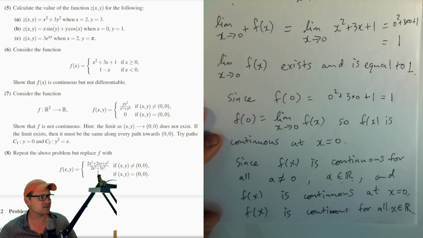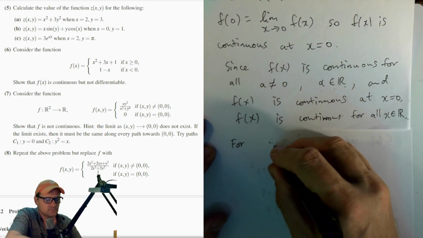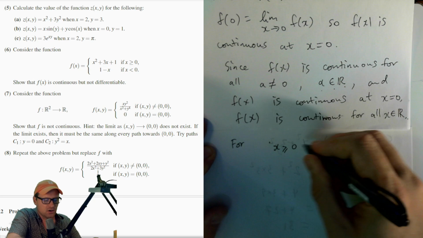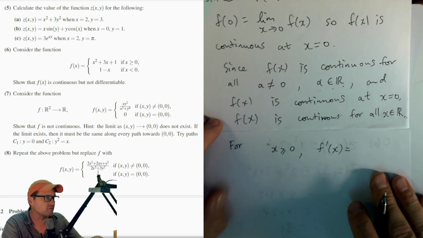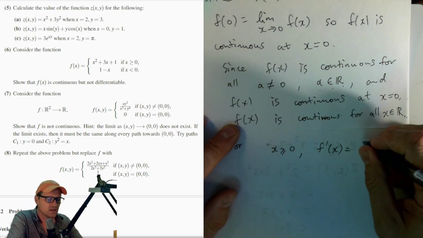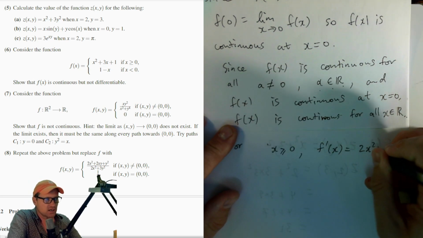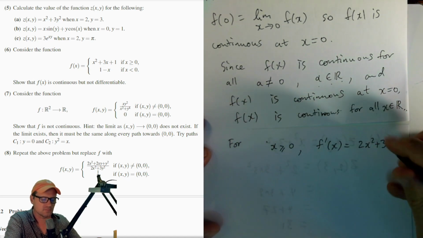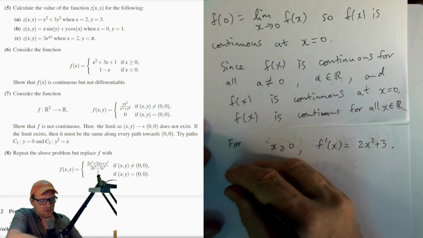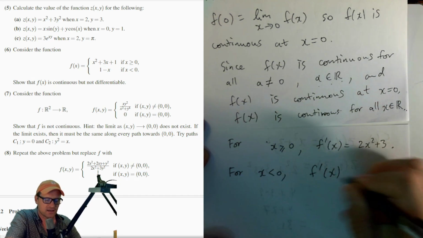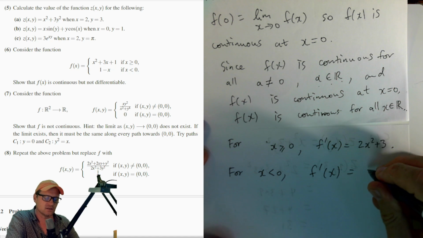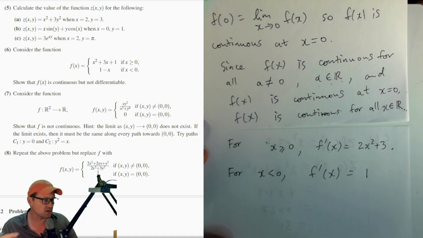All right, so we've shown that it's continuous, but now we need to show that it's not differentiable. So for x greater than or equal to 0, f'(x) is the derivative of x squared plus 3x plus 1. So we would have 2x plus 3. Now for x less than 0, f'(x) is the derivative of 1 minus x, which is just 1. Or sorry, minus 1.